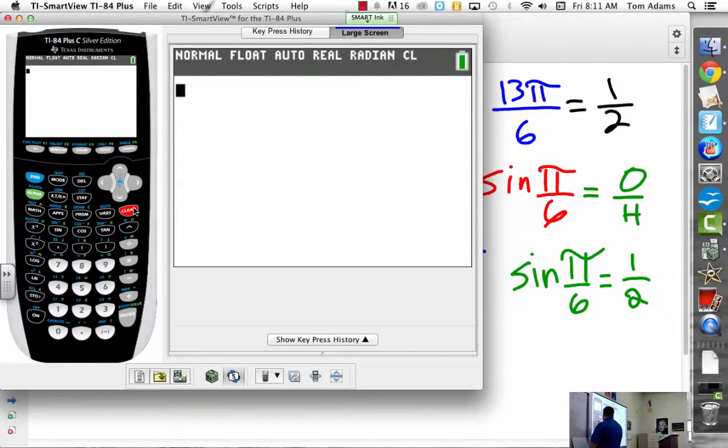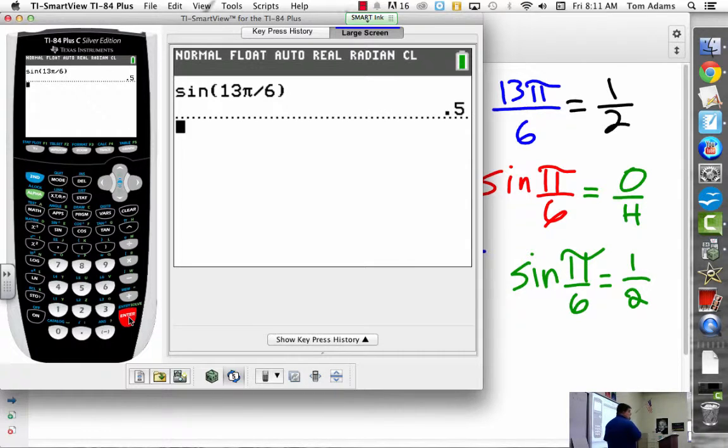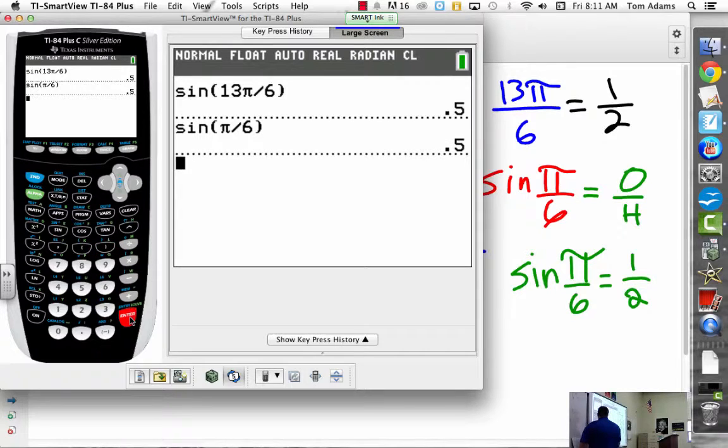So then I said that I needed the answer of 13 pi divided by 6, which is 1/2. And then I said that's because they have the same reference angle, which is really just pi over 6. Okay. Any questions on that?